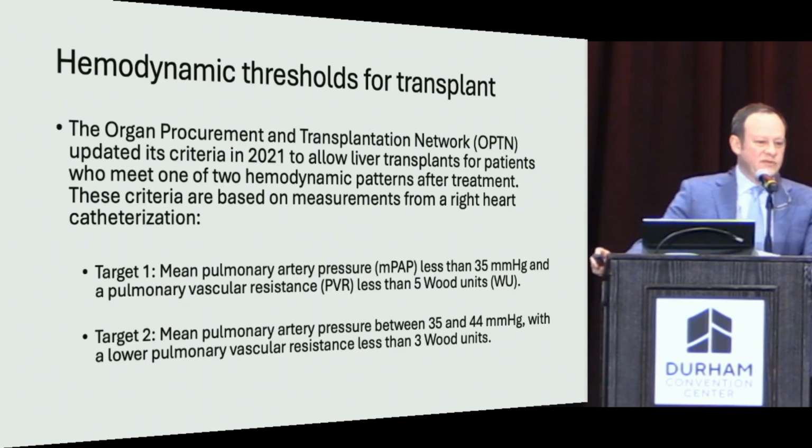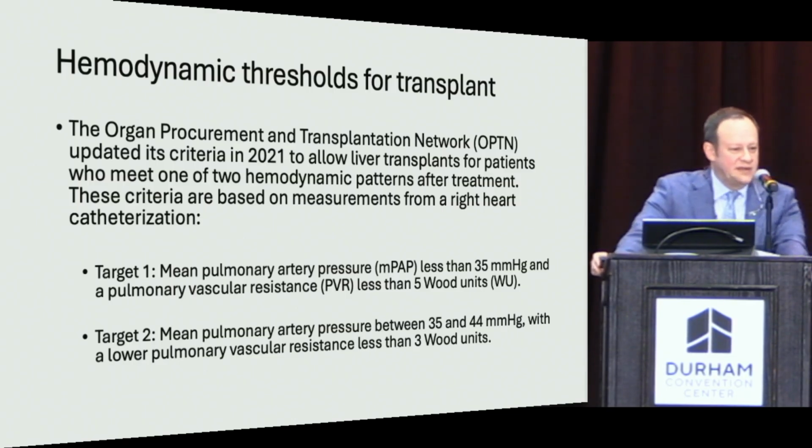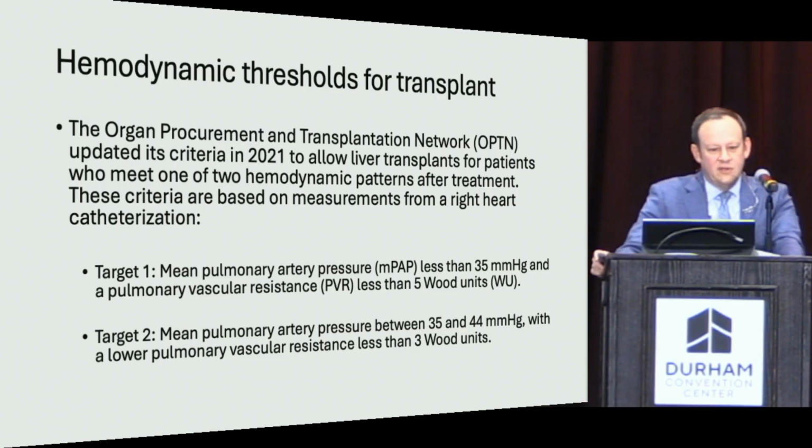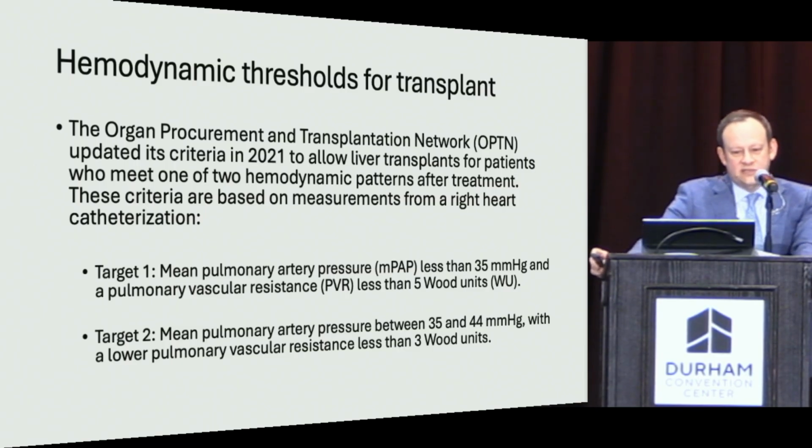So in 2021, the OPTN updated its criteria as to what's allowed hemodynamically for patients to proceed with liver transplantation, and what they identified as two potential targets hemodynamically. One being a mean pulmonary artery pressure of less than 35, with a PVR of less than 5 Wood units, or a mean PA pressure between 35 and 44, with a pulmonary vascular resistance of less than 3 Wood units.